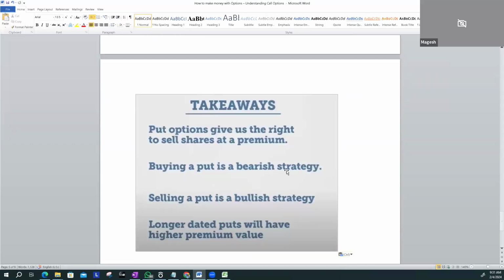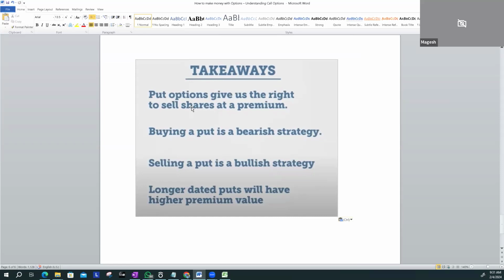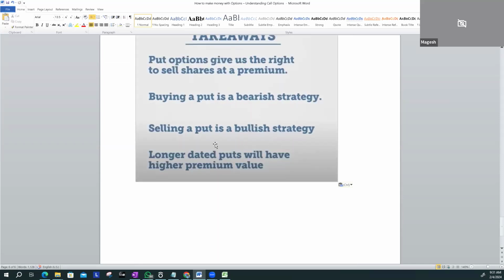Takeaways. Put options give us the right to sell shares at a premium. So it gives you the right to sell a share, basically you're shorting, and you get a premium, a credit. Buying a put is a bearish strategy. Selling a put is a bullish strategy. And longer dated puts will have higher premium value. That applies to both calls and puts. The longer you go, we saw, right, the case of Apple showing a premium of $33.